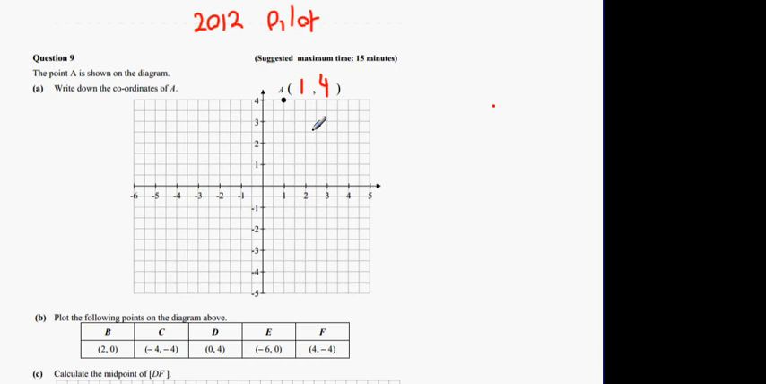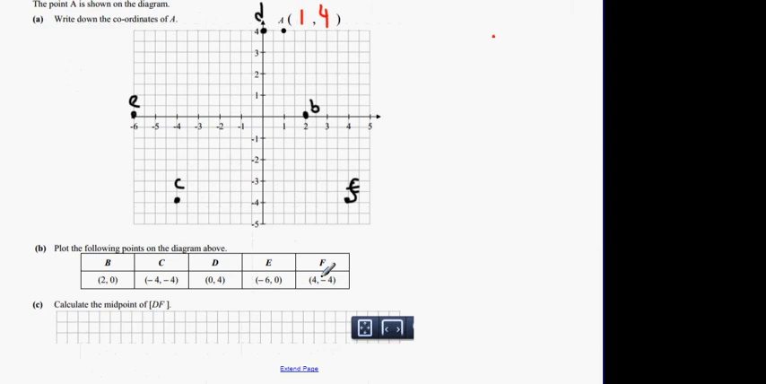Okay, plot the following in the diagram above: B is 2, 0; C is 4, minus 4; D is 0, 4; E is minus 6, 0; and then finally F is 4, minus 4. Oh, sorry. F is 4, minus 4, and C is minus 4, minus 4. Okay, now that's done. Calculate the midpoint of DF.